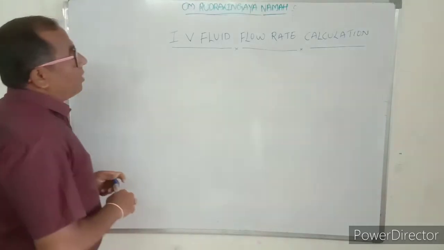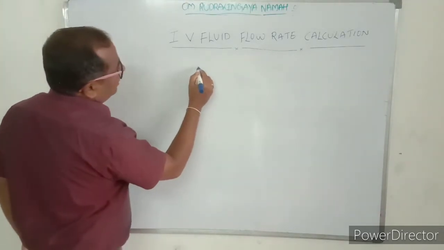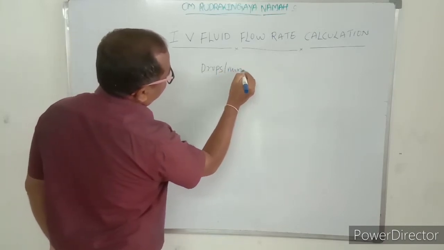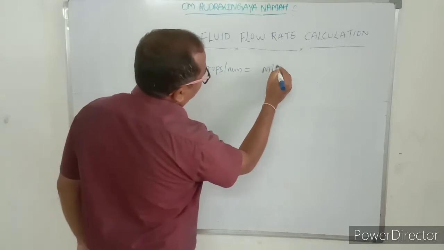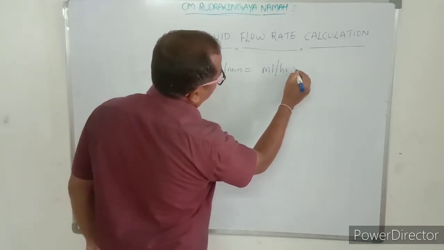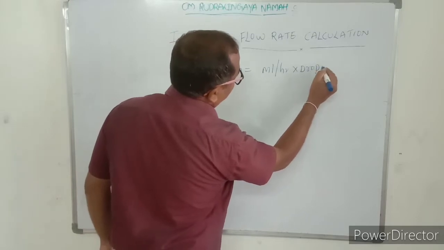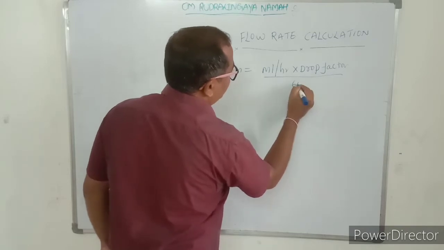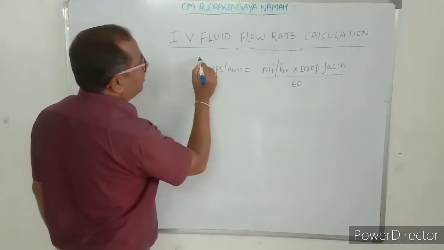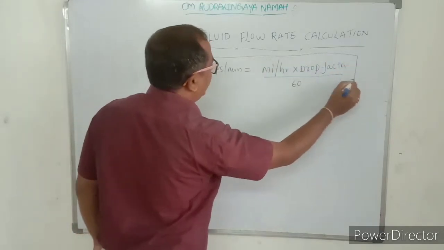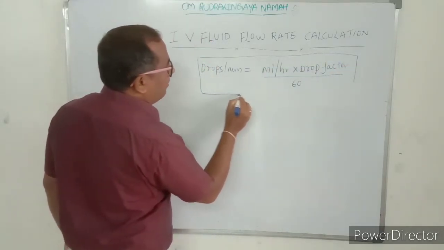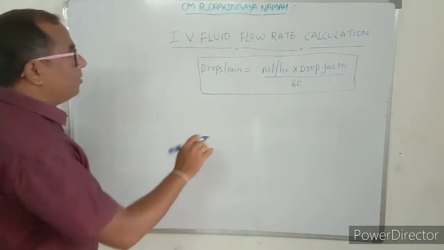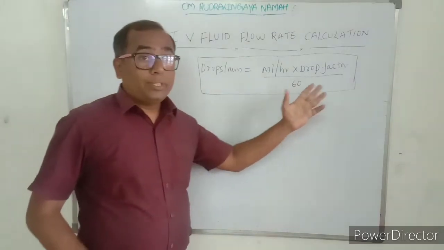Okay. So for IV fluid flow rate calculation, we have a formula, that is drops per minute is equal to ml per hour into drop factor divided by 60. So this is the formula for this IV fluid flow rate calculation, that is drops per minute is equal to ml per hour into drop factor divided by 60. Okay. So now let's calculate with an example.